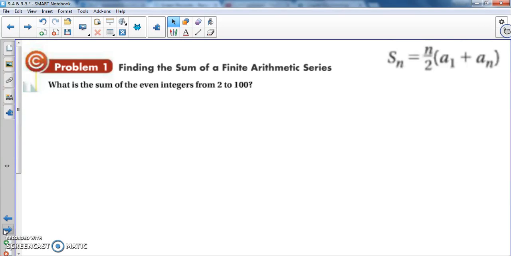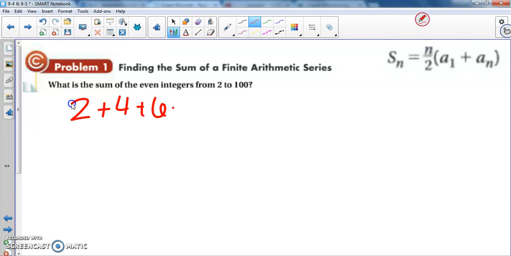That would be 2 plus 4 plus 6 plus all the way until we got to 100. So we need to figure out how many terms. So from 2 to 100, there are 50 even integers, so n is equal to 50.